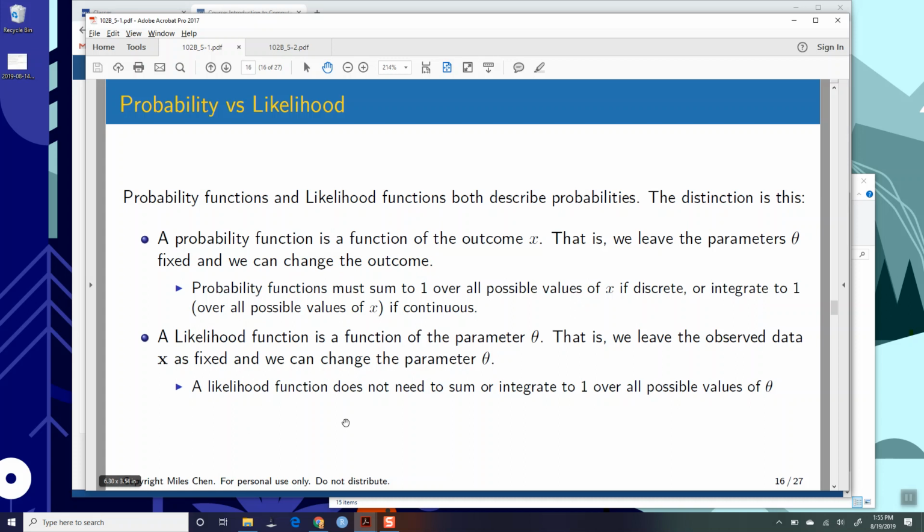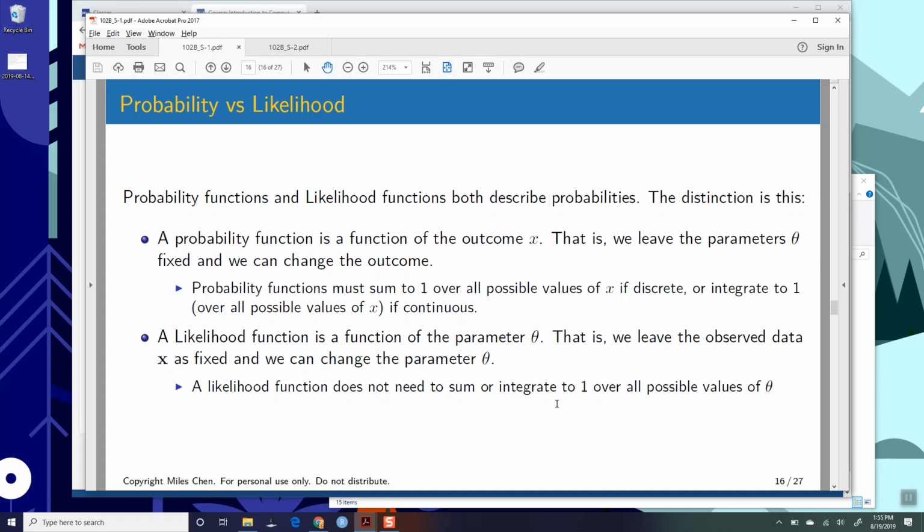A likelihood function does not need to sum or integrate to 1 over all the possible values of theta. You can change the theta values and you're going to get different values of the likelihood, but if you integrate across theta, you're not necessarily going to get 1.